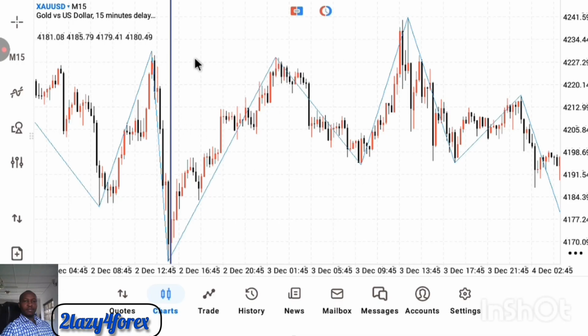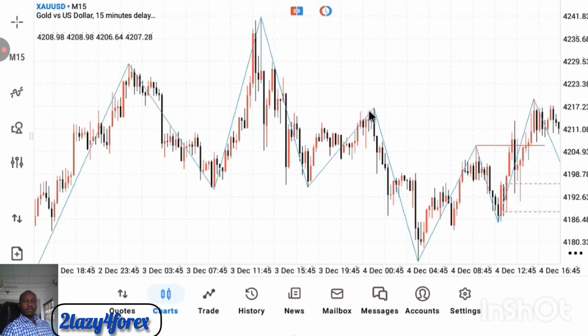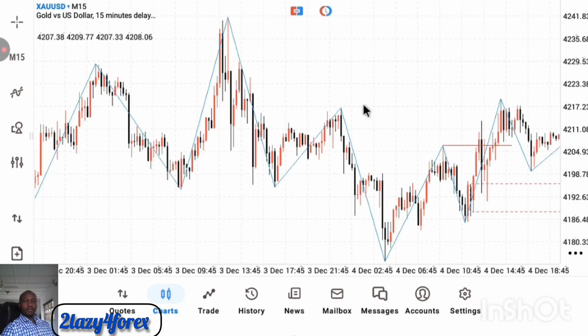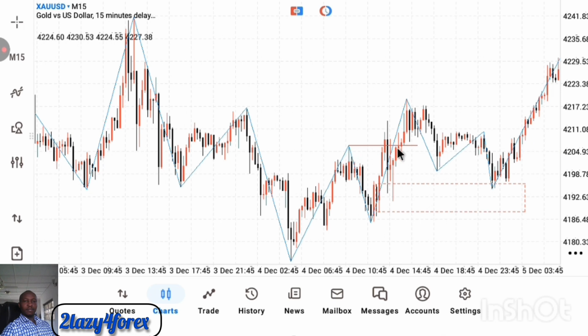A break of the high. This wasn't broken, this wasn't broken, this one was broken, but there's no higher high formed there. You leave it alone. This high wasn't broken. Then you go for this one. This one got broken, higher high. So it doesn't matter.